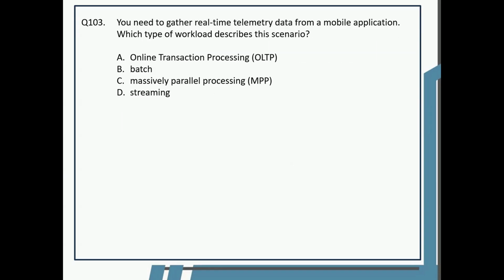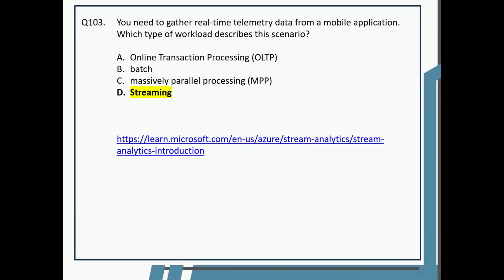In this question, we need to identify the workload type that describes the scenario in which you need to gather real-time telemetry data for a mobile application. The options are online transaction processing, batch, massively parallel processing, streaming. Now, real-time telemetry data from a mobile application is a classic streaming workload.